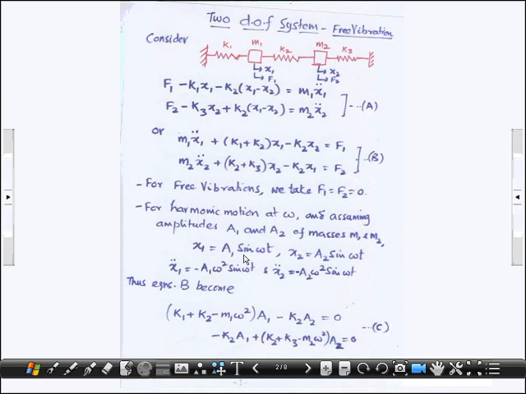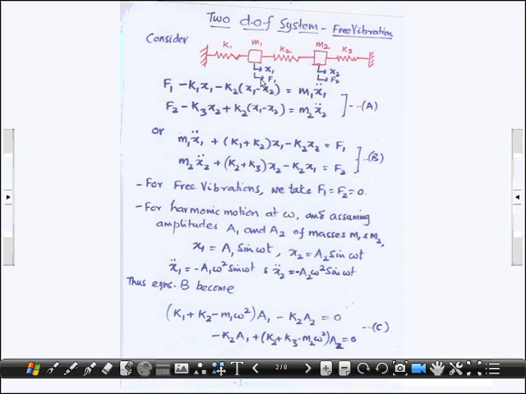In this class, we'll study the free vibrations of a 2 degree of freedom system. In this example, you have two masses M1 and M2. They are separate. They have three springs, and by taking the free body diagram of M1 and M2, we will develop the corresponding two equations of motion.